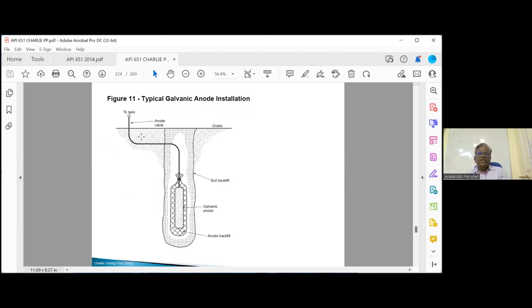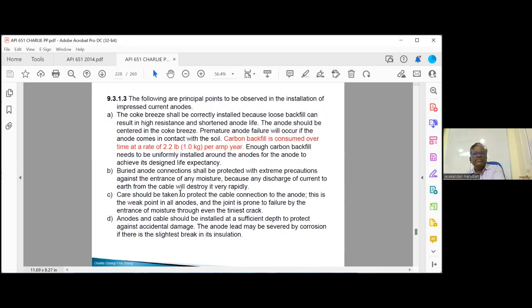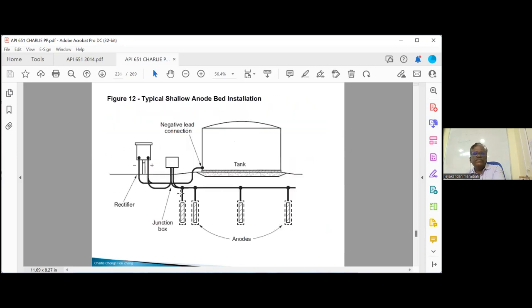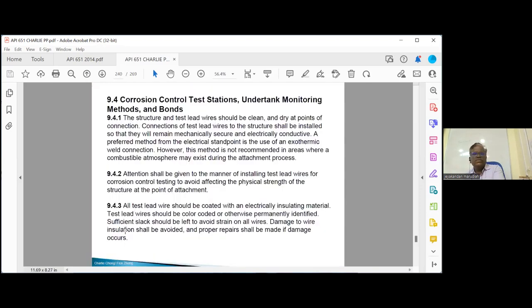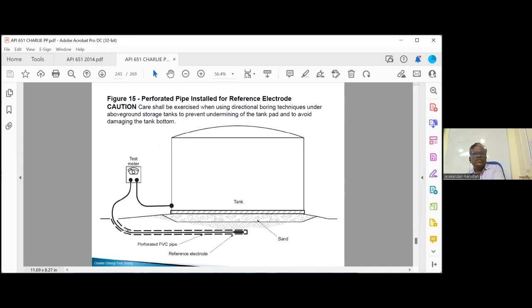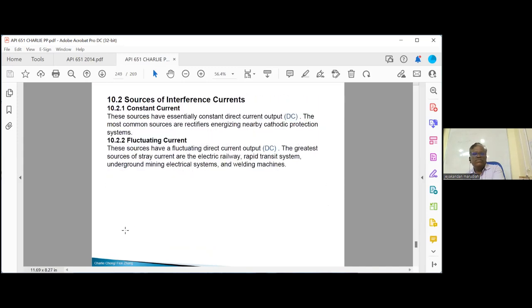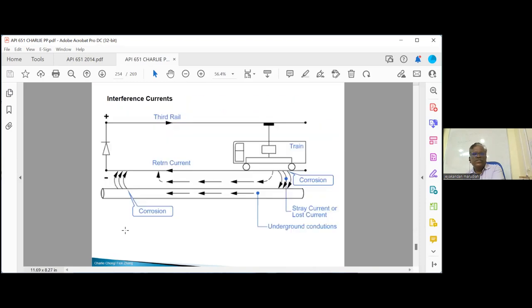Now, this is how the deep anode is installed. This is the carbonaceous backfill, a special backfill we are using. Commonly installed deep anode will be installed as a series of electrodes. Deep anode will be like this. So these are the horizontal ones. Okay, these are the key points.